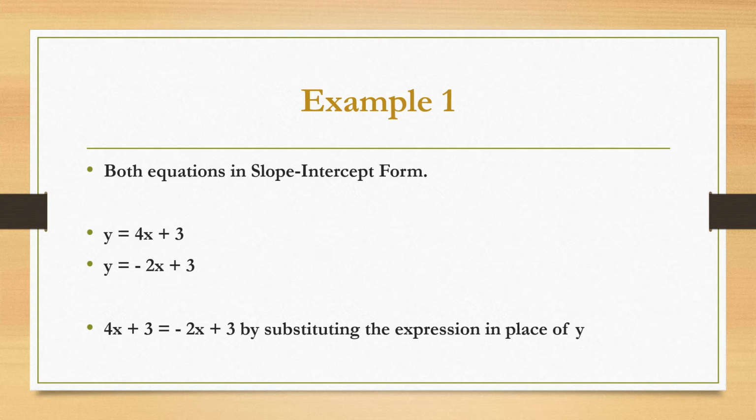What you can do is note that the value of y from the second equation is substituted in place of y in the first equation, yielding 4x plus 3 equals negative 2x plus 3. What's on the left-hand side equals y, and what's on the right-hand side equals y. We have now eliminated y from the equation. You have one equation with one variable to solve.